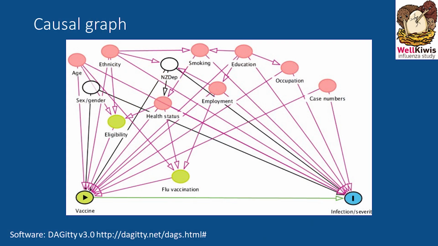So starting with the causal graph, and this is actually a simplified version, but suffice to say there are a lot of sources of confounding here, so a lot of backdoor pathways that we're going to need to close off to get our estimate of effect.